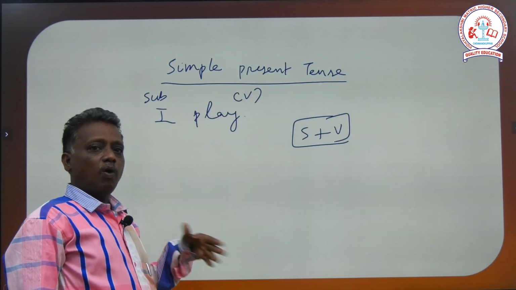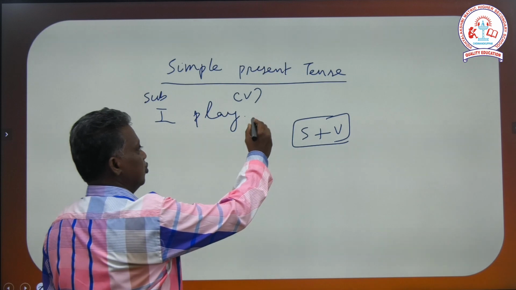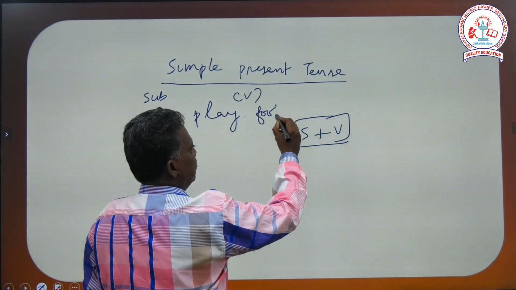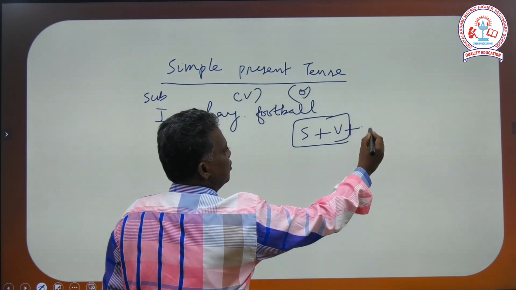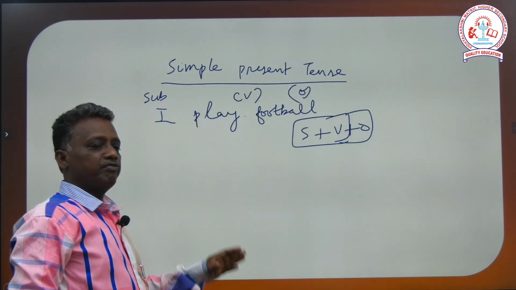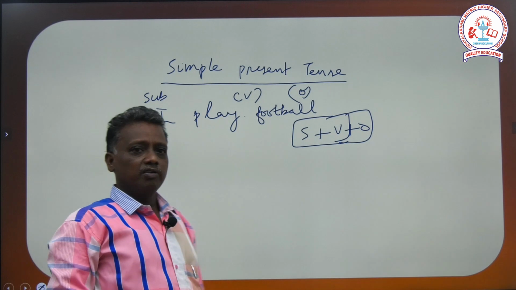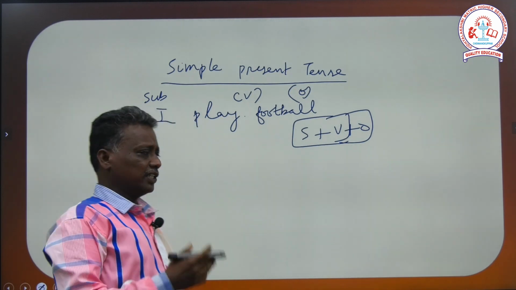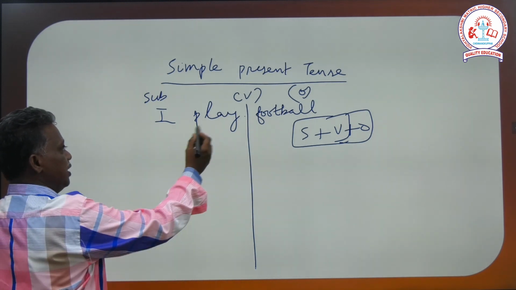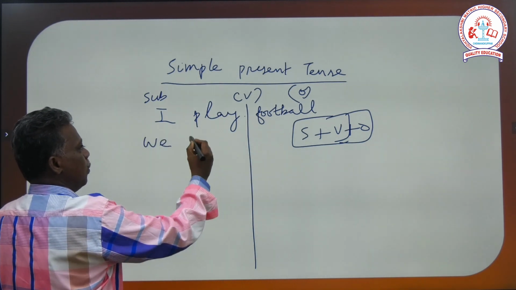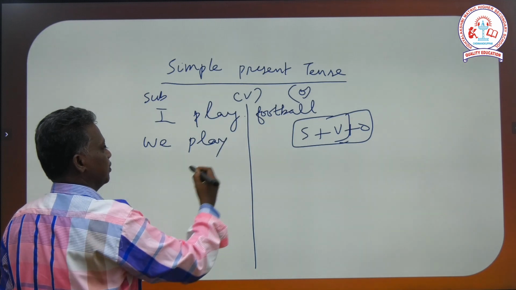I play. What do I play? Suppose I say, I play football. That means this is the object. So S plus V plus O, SVO. So we follow a structure. This is a simple sentence in present tense. Like that we can write many sentences. For example, I play. The next one, we play.